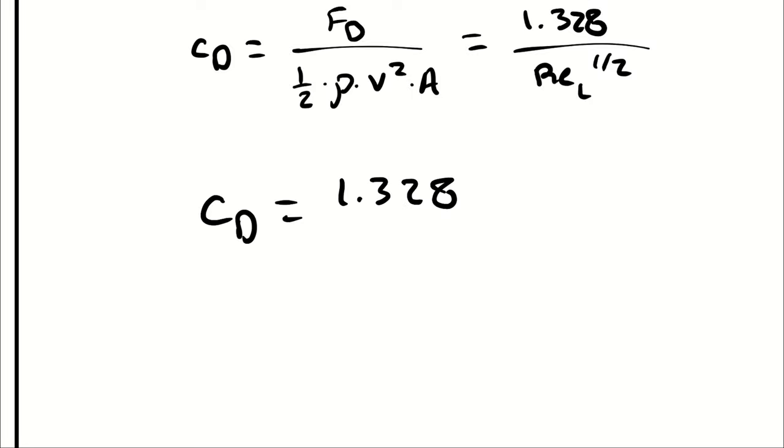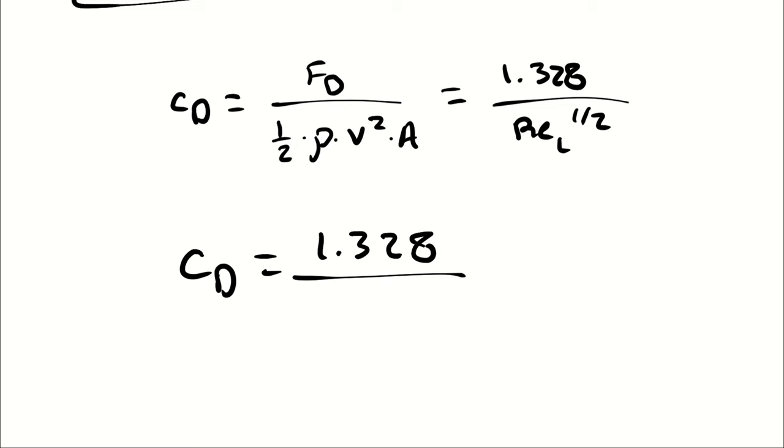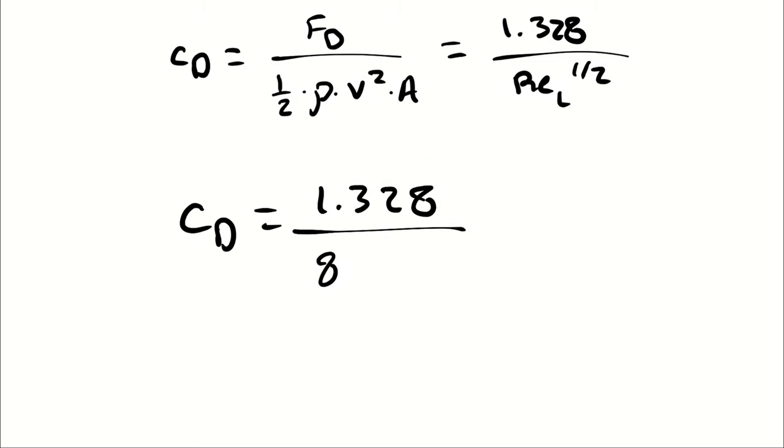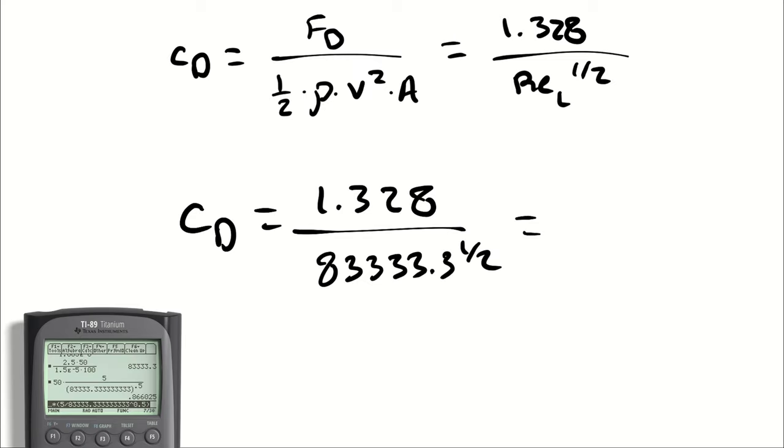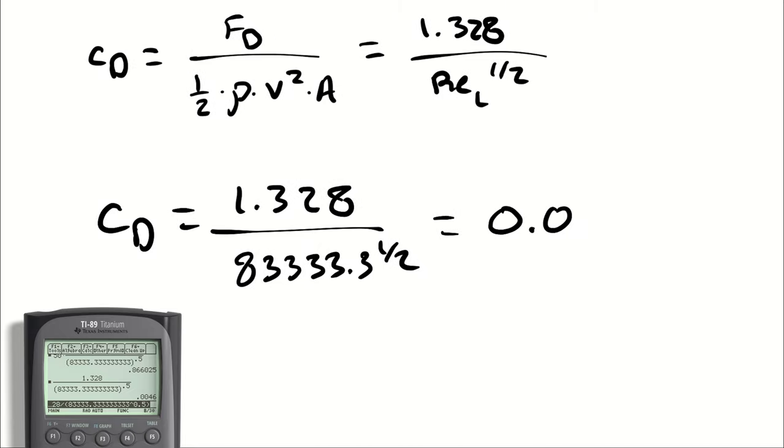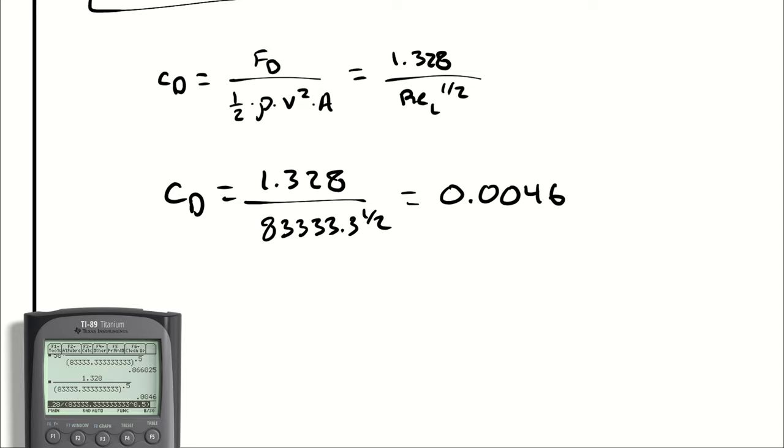It's 1.328 divided by 8333.3 to the 1/2 power. And we get 1.328 divided by this number raised to the 0.5 power, which is 0.0046. That's a very low coefficient of drag, but that makes sense because it's a perfectly smooth flat plate in laminar flow. Then I'm going to use the first part of this equation to calculate the drag force.